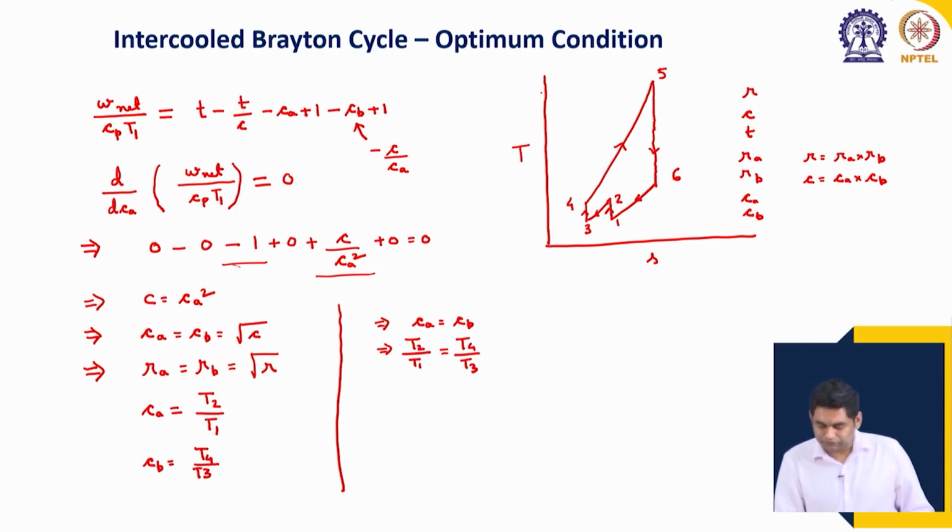Okay. So, it means that T2 is equal to T4. So, we get the most optimum condition or the maximum work output when T2 is equal to T4. This gives us the maximum work output, and of course, T3 equal to T1. So, the work input to both the compressors are the same in this case. Okay. So, this is how we should divide the pressure ratio.